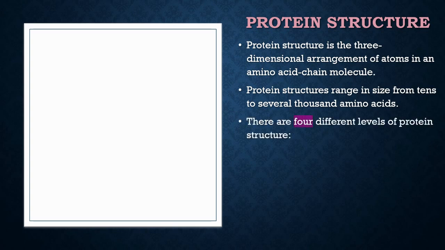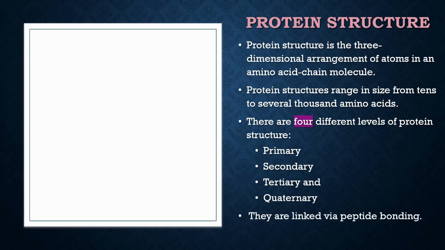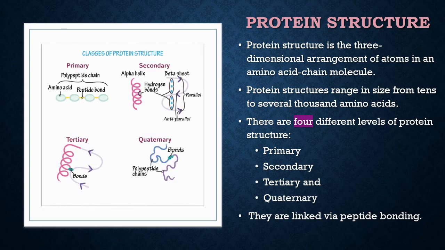Mainly, there are four different levels in protein structure. First is the primary, then the secondary, then the tertiary, and finally the quaternary structure. All these structures are linked via peptide bonding. We'll see what is meant by peptide bonding later.